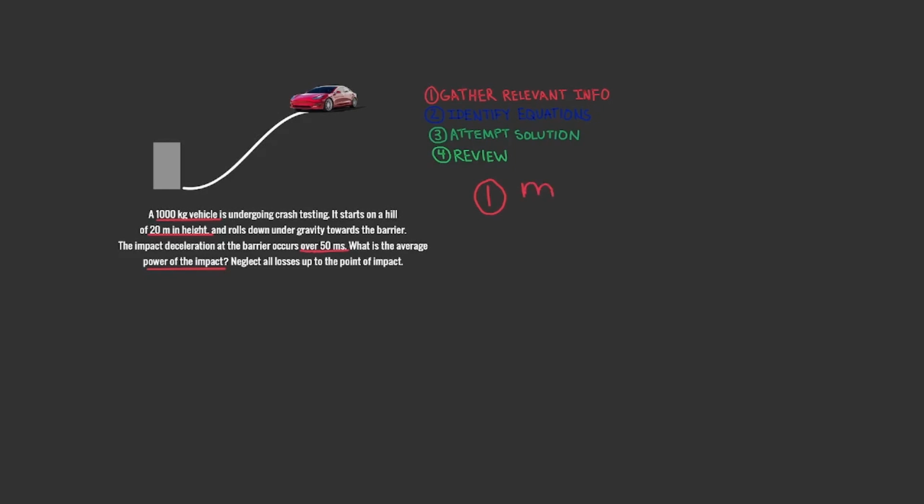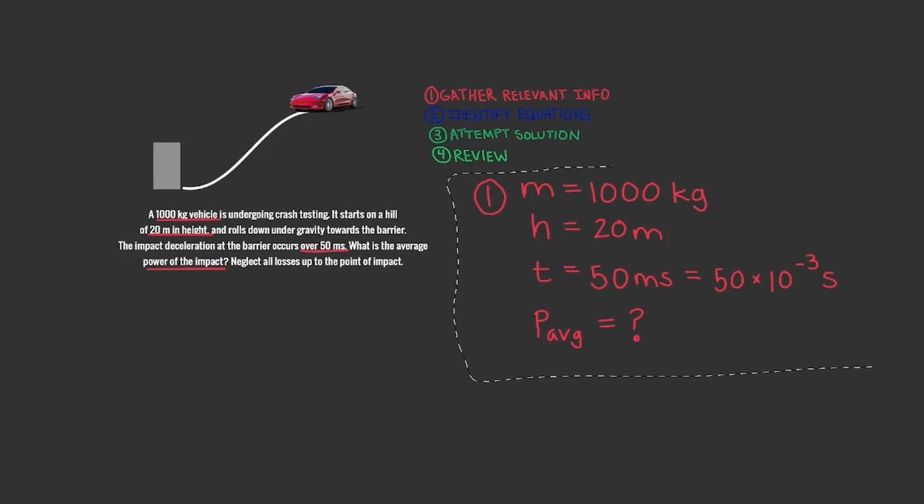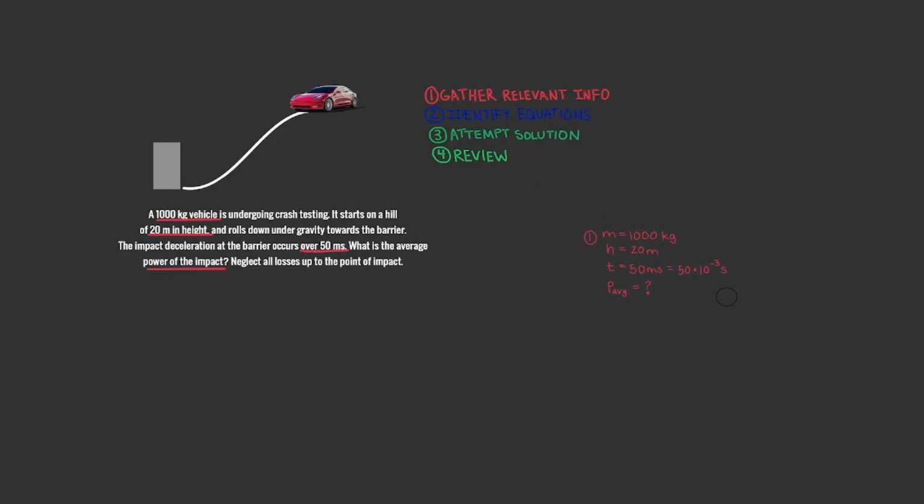The relevant information in this problem statement is that our mass is equal to 1,000 kilograms, our height is equal to 20 meters, time is equal to 50 milliseconds, which is also equal to 50 times 10 to the negative third seconds. And we're asked, what is the average power? So we're trying to find P average.